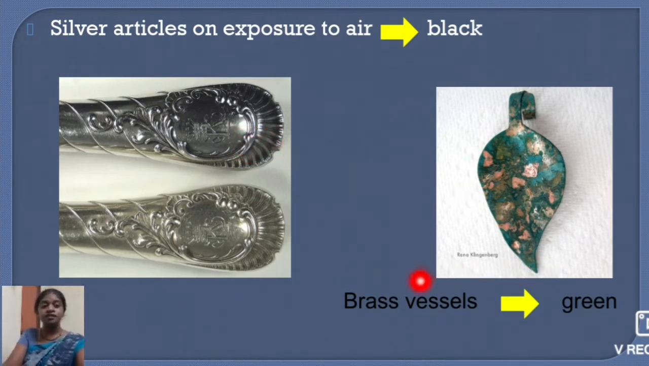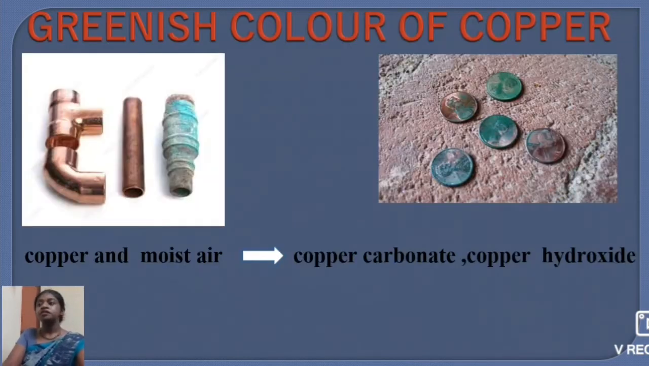And the brass vessel turns green. The brass vessel contains copper, which develops a greenish layer on exposure to air for a long time. This is due to the chemical reaction between the copper and the moist air.